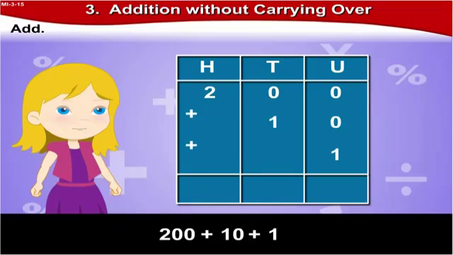So, in the units column, we have 0 units plus 0 units, that is 0 units, plus 1 unit, which means the answer is 1 unit. In the tens column, we have 0, plus 1 ten, plus 0, that is 1 ten. In the hundreds column, we only have 2, so we'll write 2, which means the answer is 2 hundreds, 1 ten, 1 unit, that is 211.